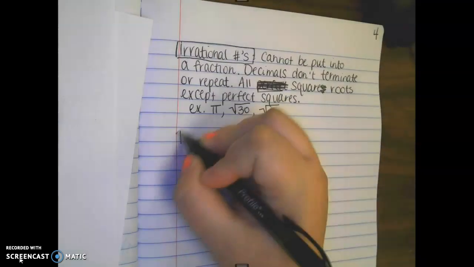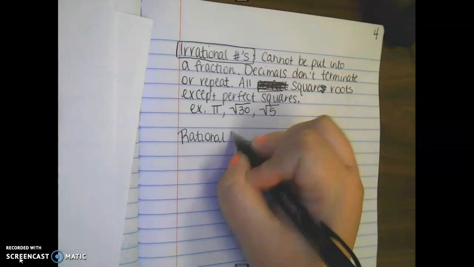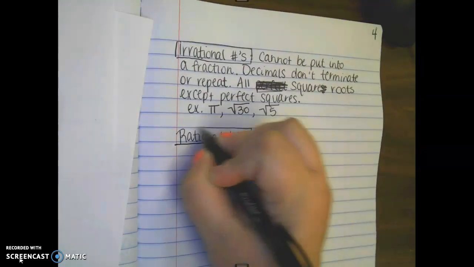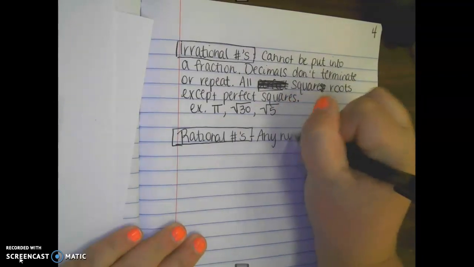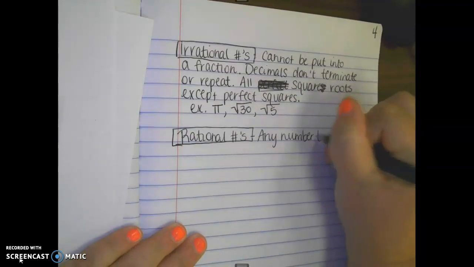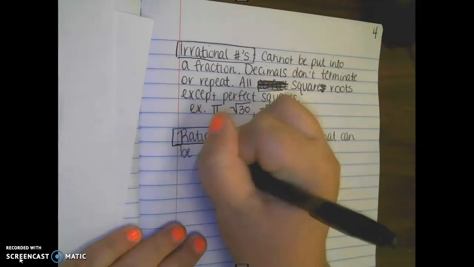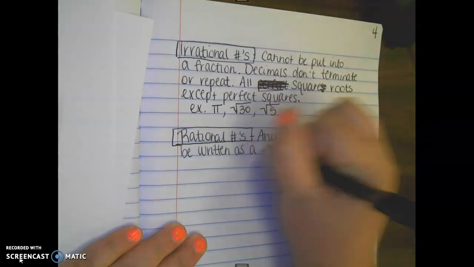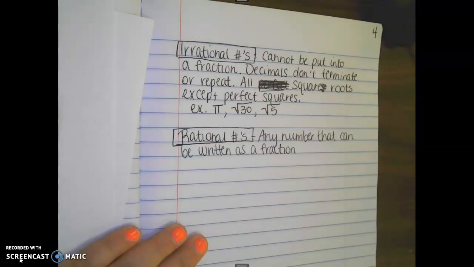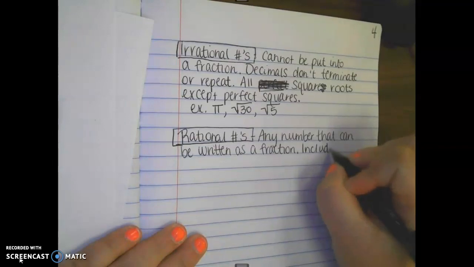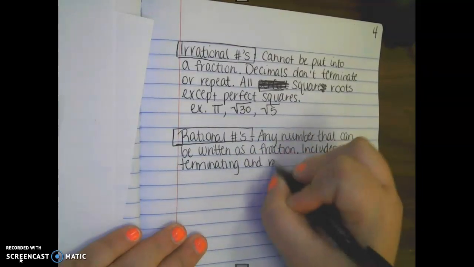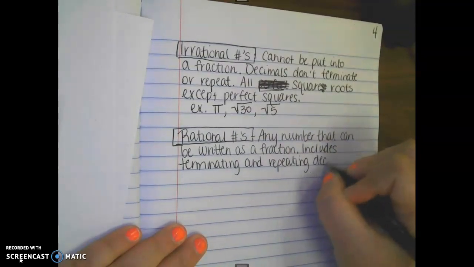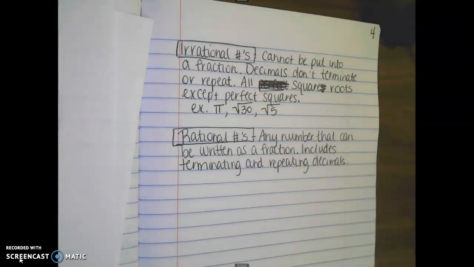All right, so our next one is rational numbers. Box it. And rational numbers are any number that can be written as a fraction. This includes terminating and repeating decimals. If something is rational, it cannot be irrational. Okay? They cannot be those two sets at the same time.